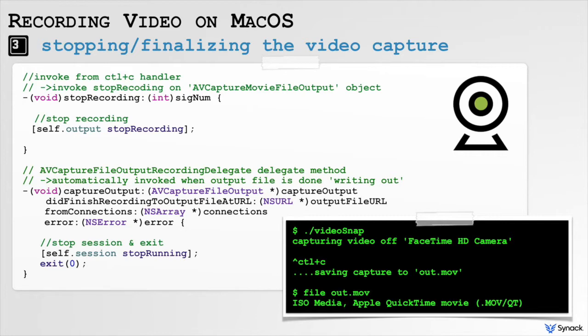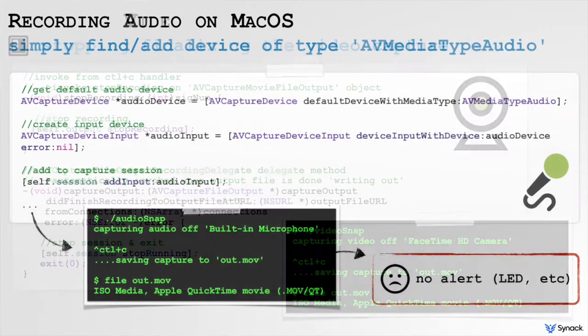So we compile and run this. We can see it finds the default built-in video device, webcam, which is called FaceTime HD Camera. That's the internal name for the webcam on Macs. Starts capturing until we hit Control C. This will trigger our delegate method, and then that will write that out to file. And then if we run, for example, the file command, we can see we have a movie file that we can play. So again, this is exactly how you record off the webcam on Mac.